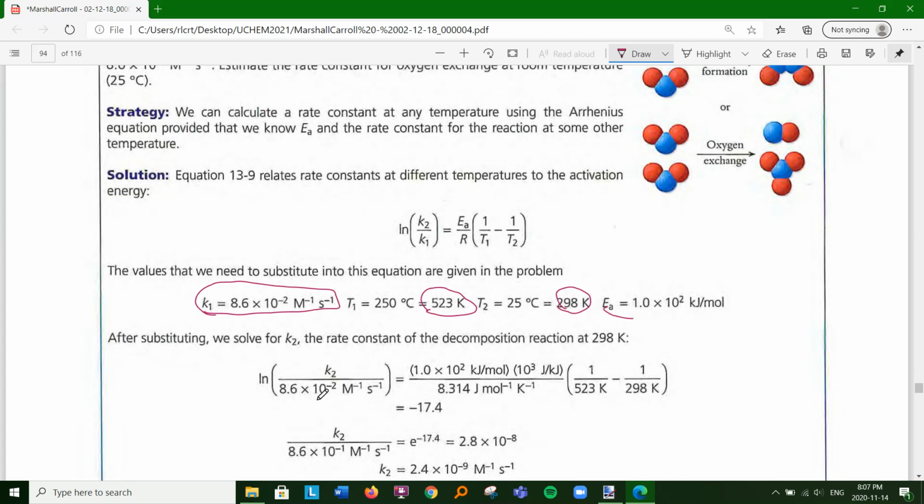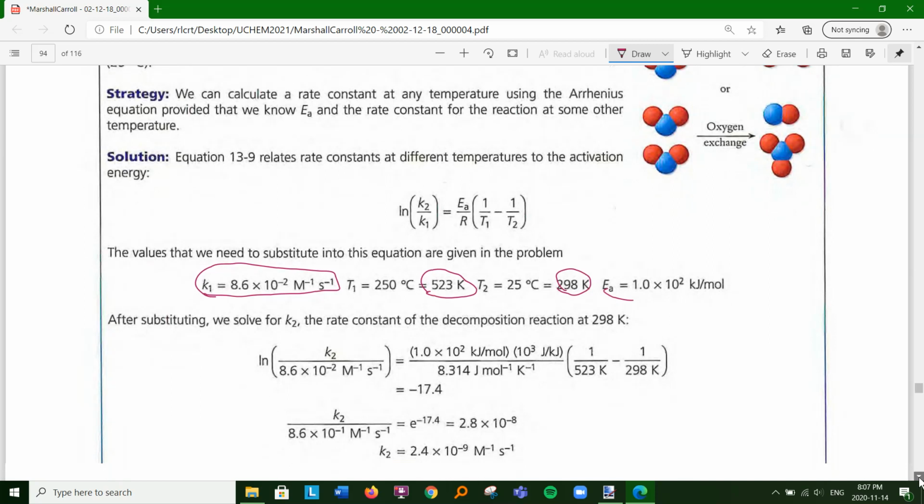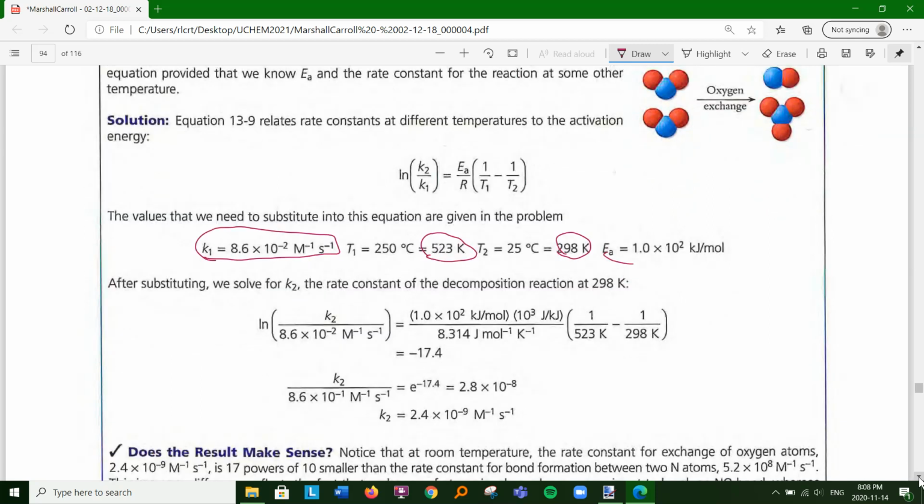So ln of k2. I know that's a signal that this lecture should be over very soon, which it will be. Natural log of k2 over 8.6 by 10 to minus 2 equals, Ea was 100 kilojoules. I better make it into joules because my R is in joules, times 1 over, oh, well, they use positive, Ea over R, 1 over T1 minus 1 over T2. I would have done negative and did 1 over 298 minus 1 over 523. Anyways, then you solve for k2. You take the inverse natural log, which is e raised to that power, and you get k2 of 2.4 by 10 to minus 9. Now, you want to make sure that this is a lower temperature, so k2 better be smaller. And it is. It's a heck of a lot smaller.